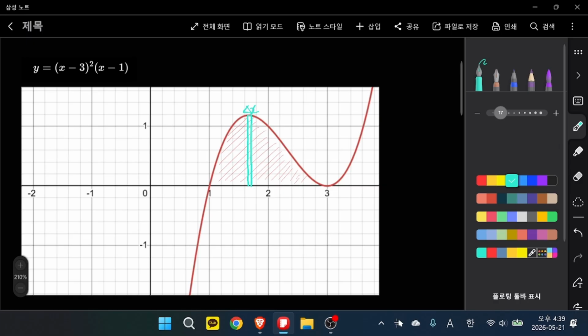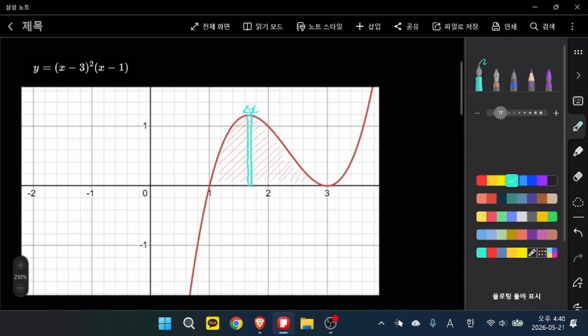If we add all these shells together, they create the entire three-dimensional solid. That's exactly what integration does. Integration adds infinitely many tiny pieces together.